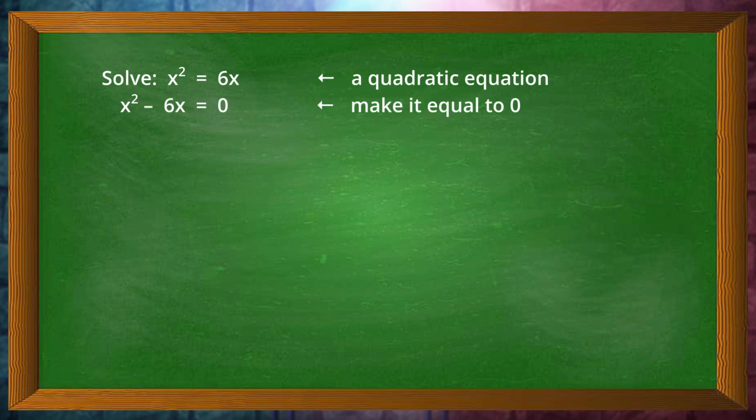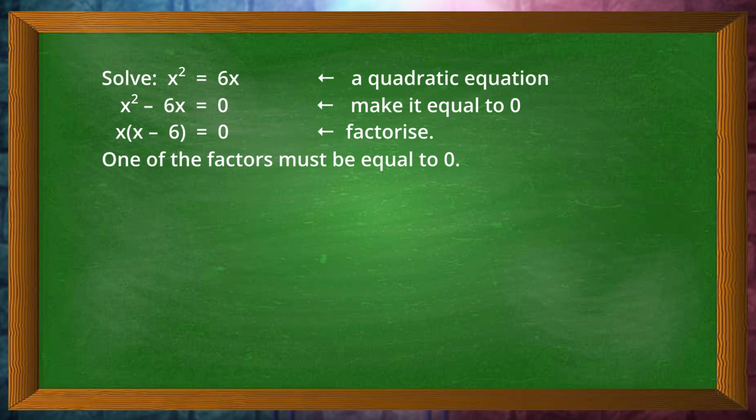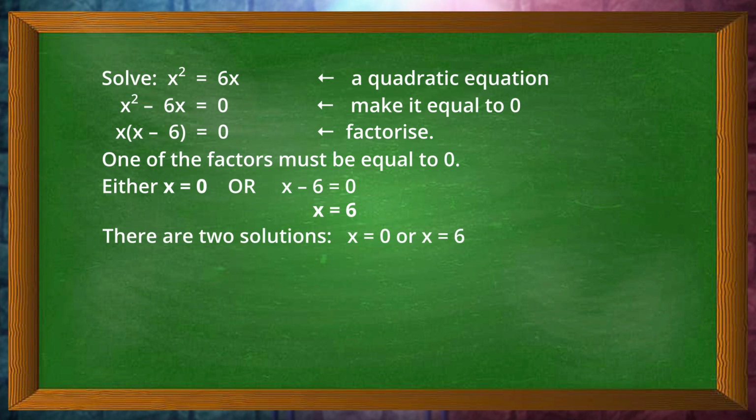Rearrange the equation so that all the terms are on the left and the right side is 0. Factorize by taking out the common factor of x. We now have the scenario which should be familiar to you by now. The product of two factors is 0, so one of them must be 0. Either x is equal to 0 or x minus 6 is equal to 0, which will give the solution of x is equal to 6. We have found the two solutions to the quadratic equation.